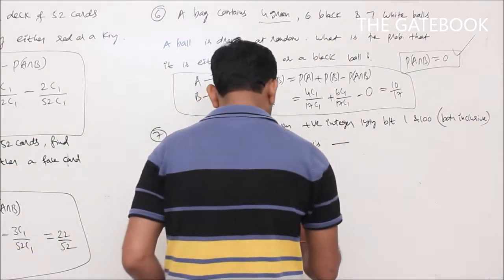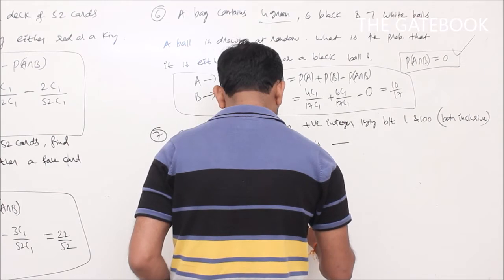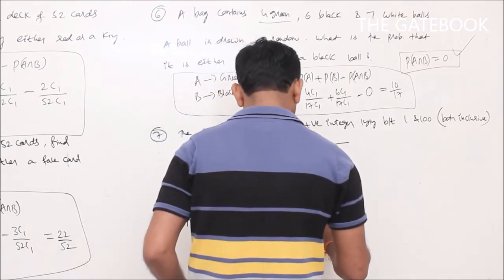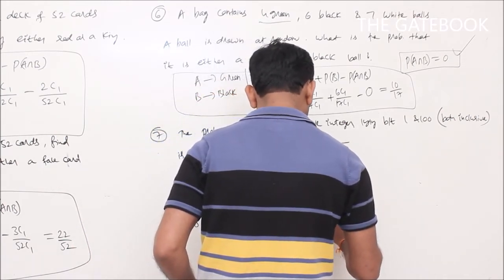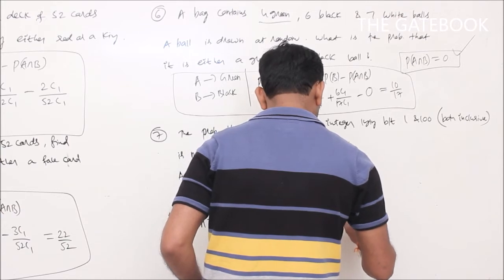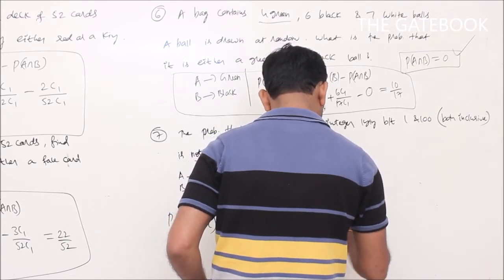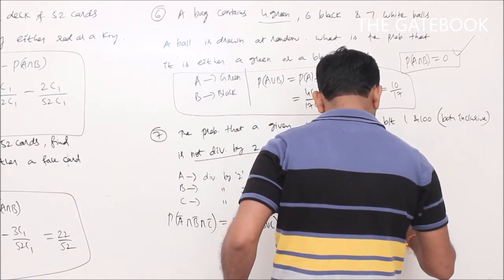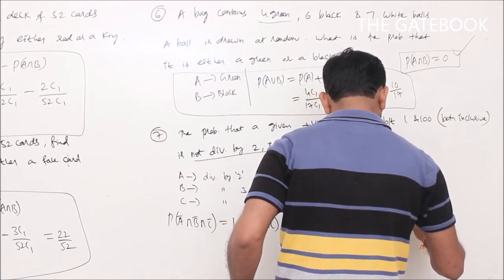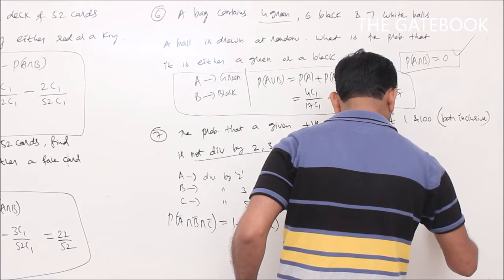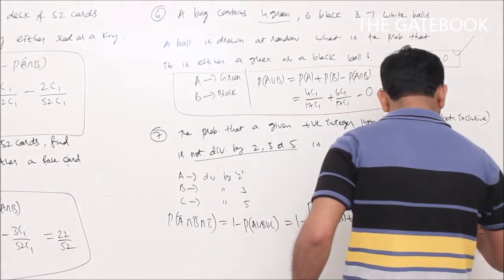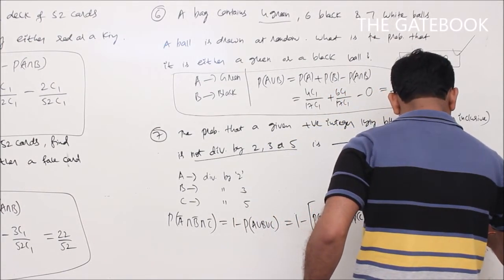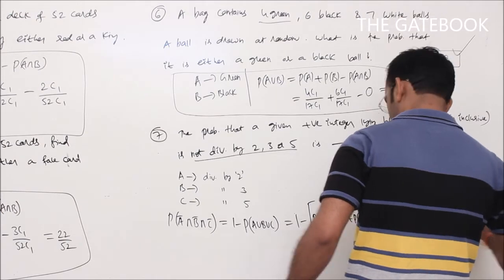Using the addition theorem of probability for 3 events, I can write P of A plus P of B plus P of C, minus P of A intersection B, minus P of B intersection C, minus P of C intersection A, plus P of A intersection B intersection C.